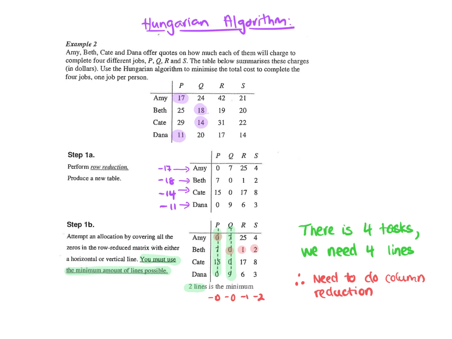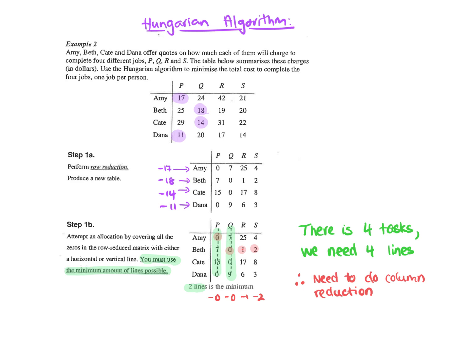Okay, so what we've got here is Amy, Beth, Kate and Dana offer quotes on how much each of them will charge to complete 4 different jobs. And the jobs are P, Q, R and S. The table summarises these charges. Use the Hungarian algorithm to minimise the total cost. So say I had all these contractors and all those different jobs. I might want to get the lowest price, so I might pick different people for the different jobs I've got going.